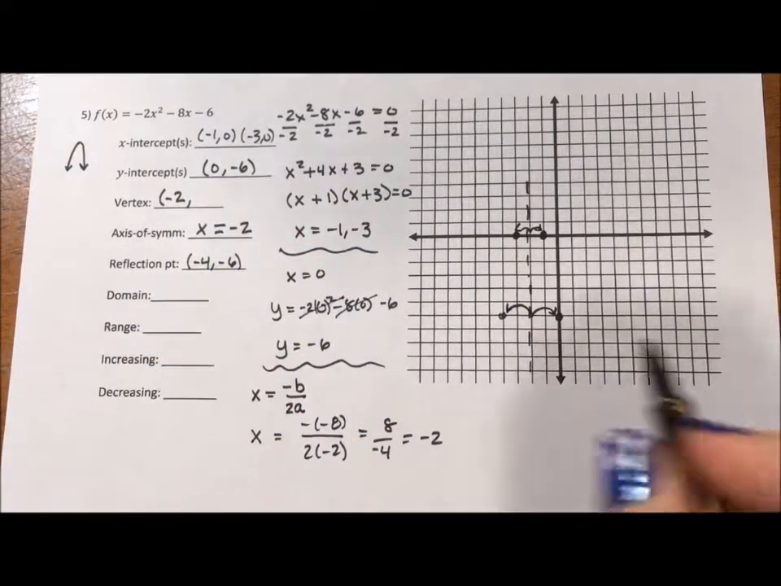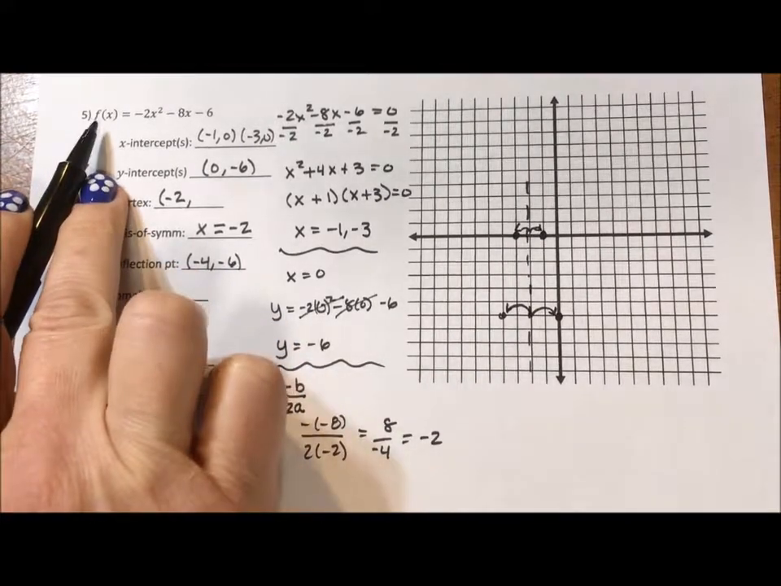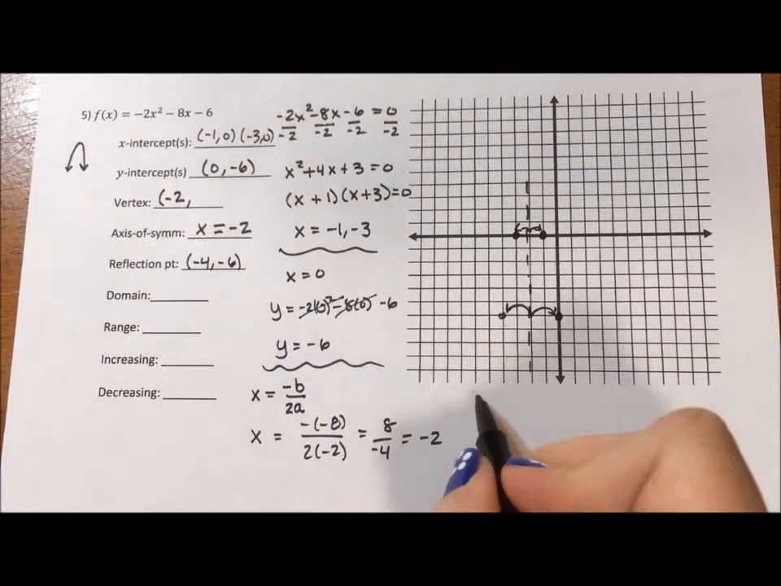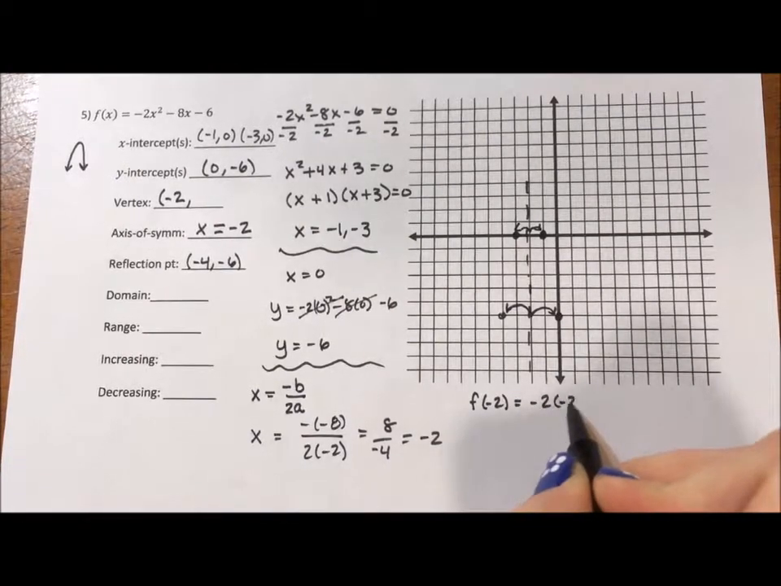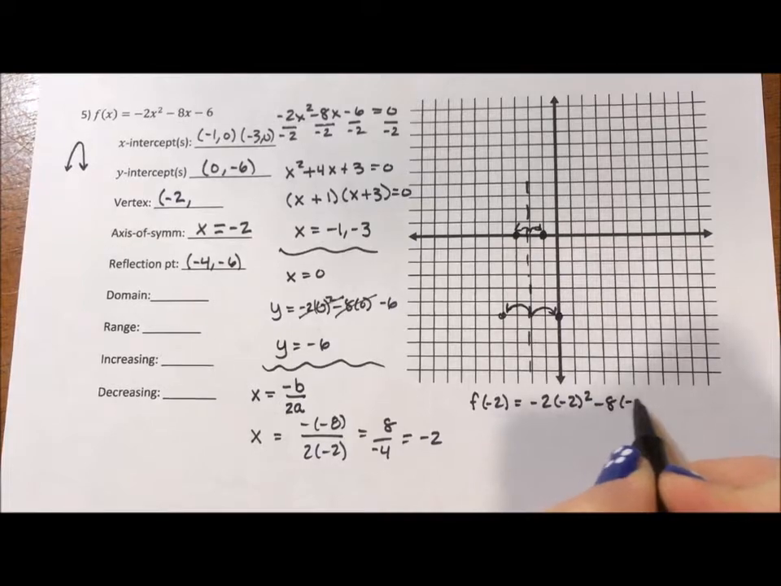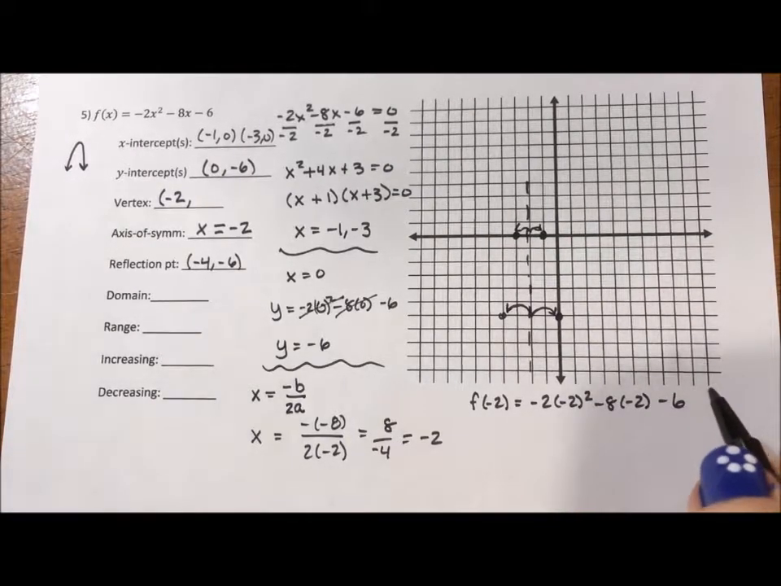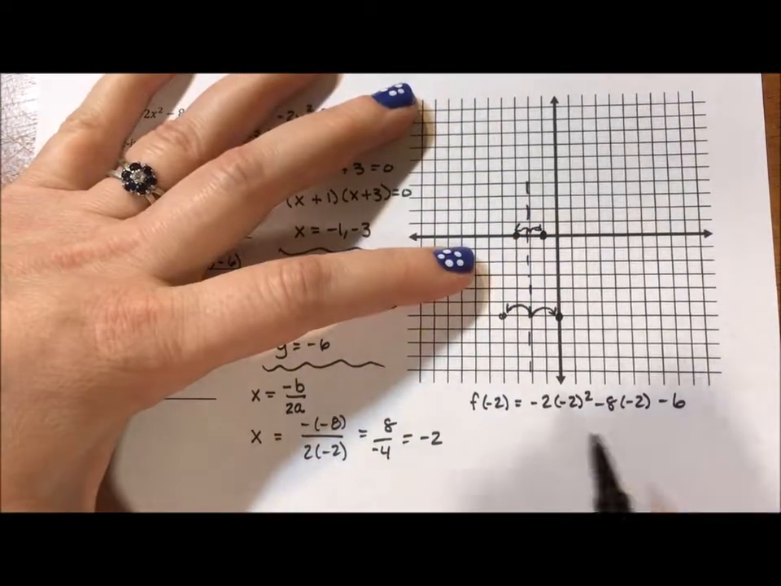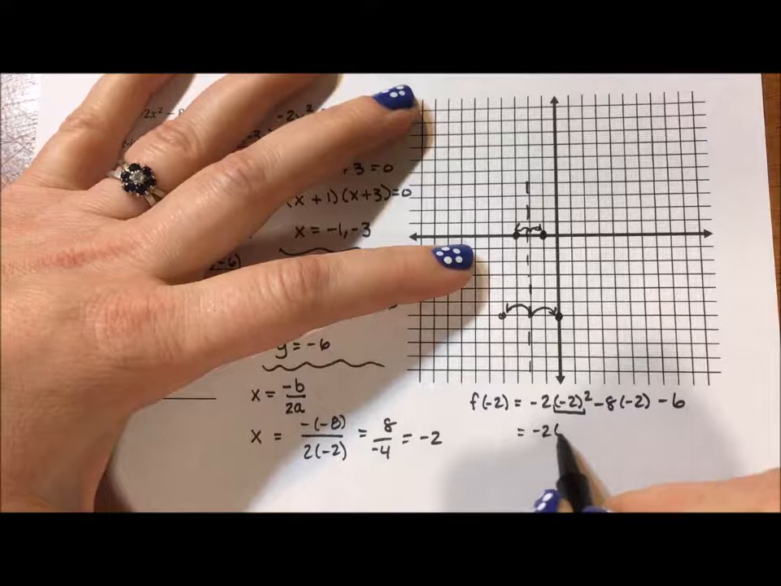Vertex, we've got to finish that. To get the rest of our vertex, basically we figure out f of negative 2. We put in negative 2 for our x values to figure out the y value. Negative 2 times negative 2 squared minus 8 times negative 2. This is tricky. There are a lot of negatives going on. Okay. We start with the exponent. We just start with negative 2 squared. Negative 2 squared is a 4.